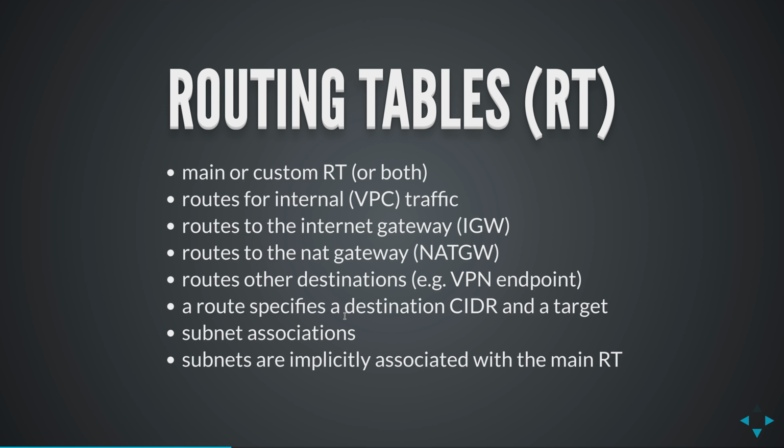And then you specify your destination CIDR block that lives in your on-premise data center, and you have the target for your VPN endpoint there. Also important, of course, is the association with the subnets that this routing table is working for. One of the things is that once you create a subnet, if you do nothing, it is implicitly associated with the main routing table.